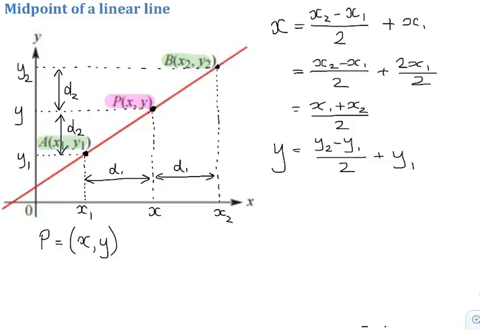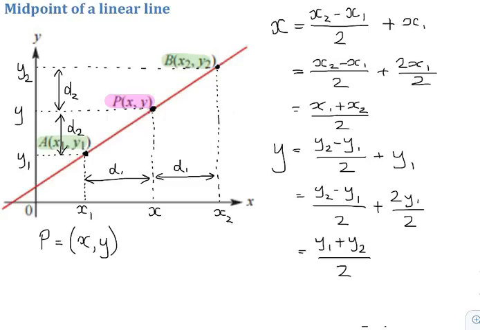Again, we are going to have to convert this equation into a simpler form, and we'll do this by converting that y1 into a fraction with a denominator of 2. Then we can add our numerators, which will allow us to simplify it down. This gives us an expression for y, which is y1 plus y2 divided by 2.